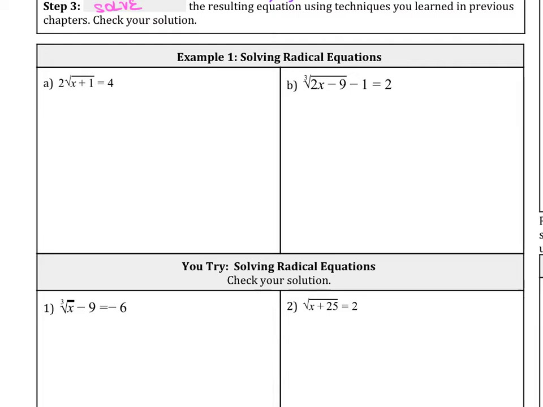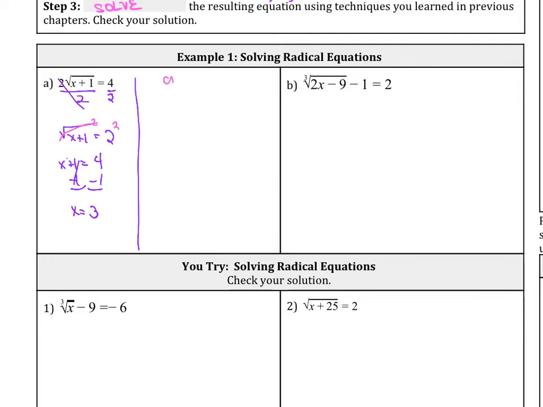What we want to do is isolate the radical. The radical is this here. To do that, we first want to divide by 2. So we get square root of x plus 1 equals 2. Then in order to get rid of this square root, we're going to square both sides, so raise each side to the second power. Then we get x plus 1 equals 2 squared, which is 4. Subtract 1, so we get x equals 3.